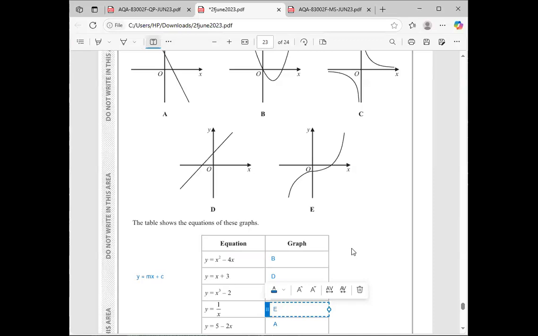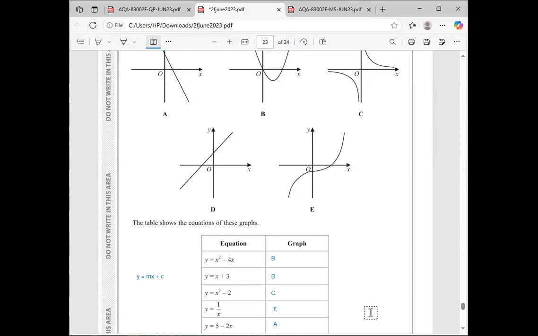And that will now leave me with the last option for y equals x cubed. Now, x cubed is called the quartic equation, that's where the highest power of x is 3. Okay? Equations that look like that, their graphs are usually looking like what you have in C. Okay, do you have any questions so far?